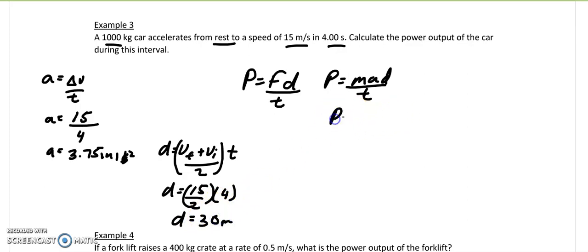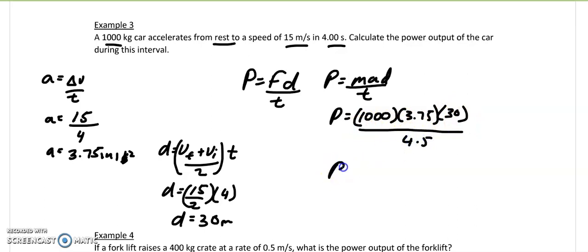So coming back to here, we now have the mass of 1,000 kilograms, an acceleration of 3.75, distance of 30 meters, and all happening over 4.5 seconds. Power output here is 2.8 times 10 to the 4 watts.